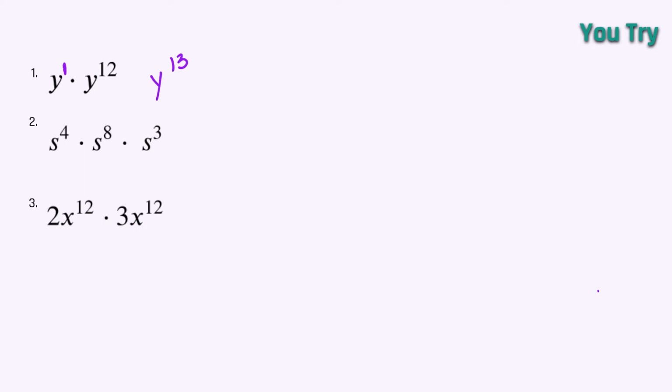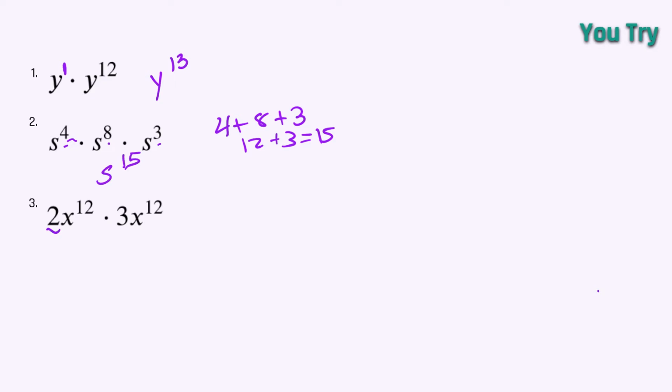The next one is three of them, and we have s to the 4th, s to the 8th, and s times s to the 3rd. Well, we just add them as well. So we have 4 plus 8 plus 3. 12 plus 3 is 15. So we have s to the 15th power.